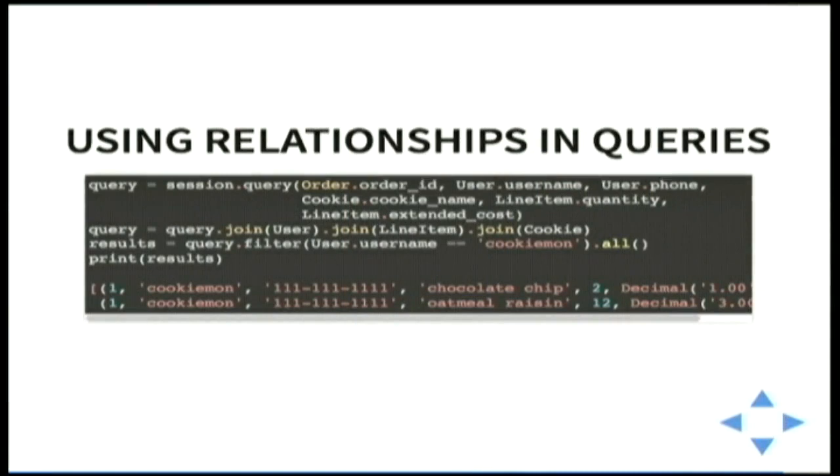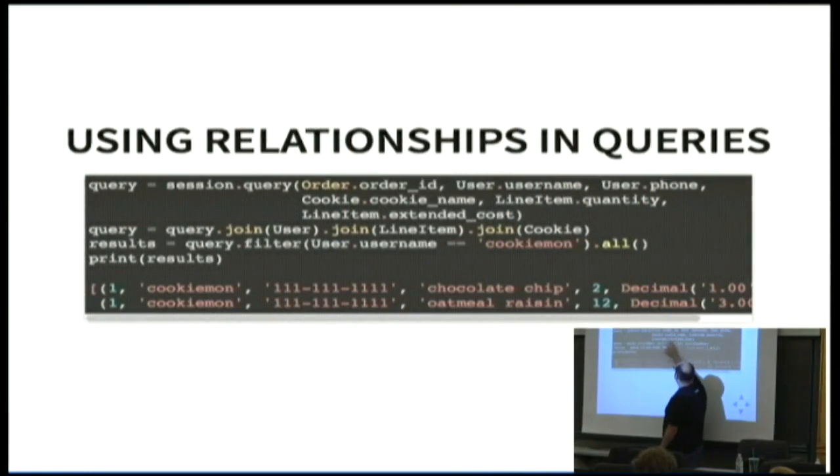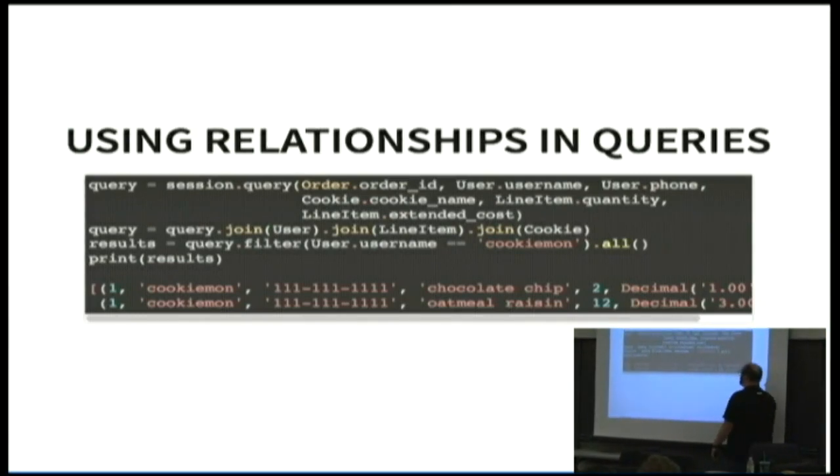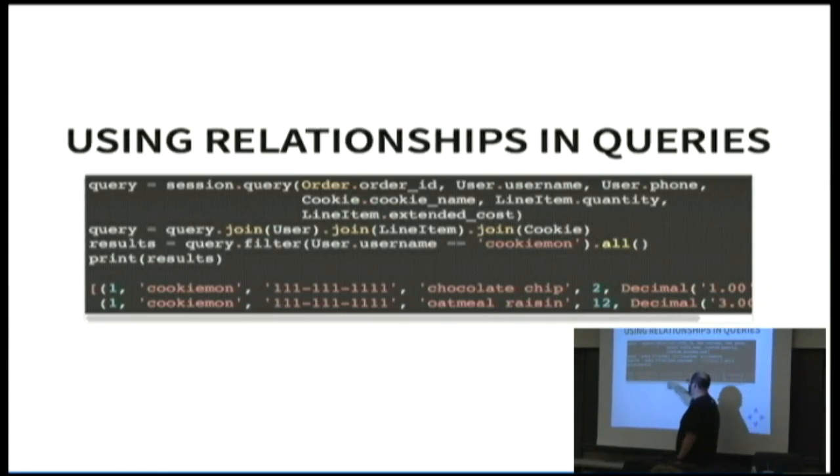So let's look at leveraging those relationships when we're doing queries. Here I'm going to grab the order ID, the user.username, the user's phone number, the cookie name, how many of them, and how much it costs. Then I'm going to just say, query, join in user, join in line item, join in cookies. I can do them in any order. It doesn't care, right? I just know that I need those because I have the classes referenced up there. Then I'm going to say, I do want to filter, though, where CookieMon is the user who ordered. Give me all the records, and then print them. So here are the line items that would result as part of his order.